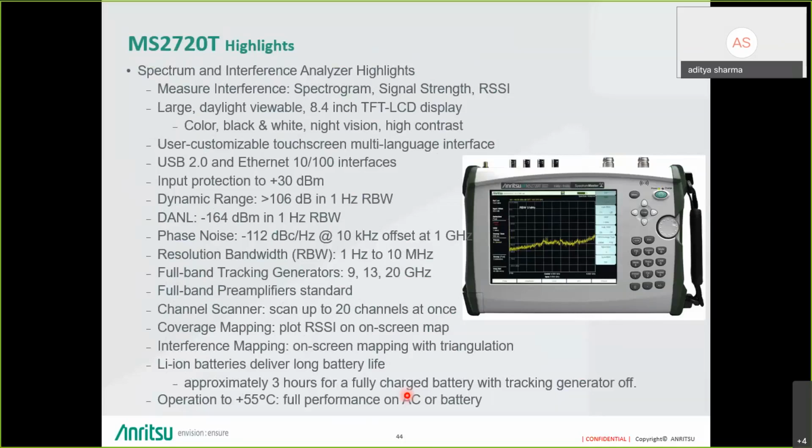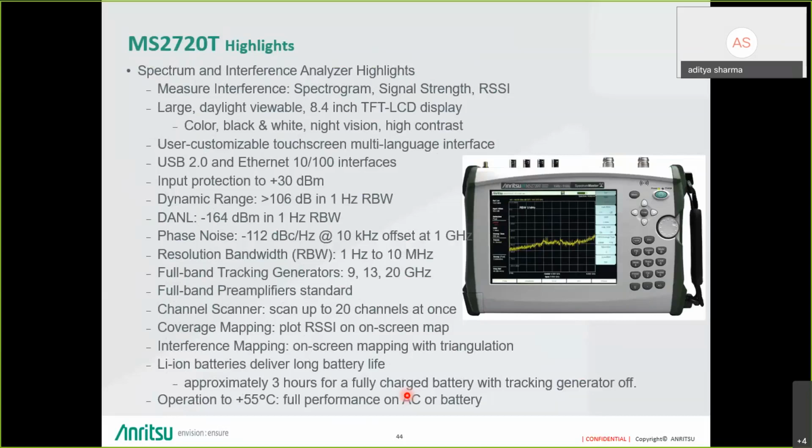Preamplifier is standard in this particular model. Then we have channel scanner option. Coverage mapping is there to plot an RSSI on a screen. Interference map can be loaded on this. It's battery operated. It will give you a time period of 3 hours of on-tracking measurements.